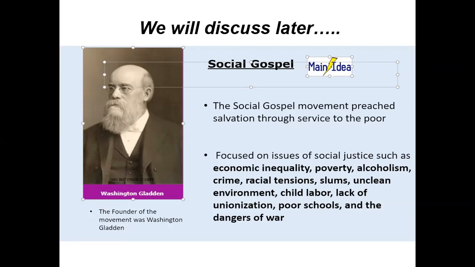The social gospel was different from social Darwinism. Social Darwinism basically said sink or swim, and the social gospel said, no, we have a moral obligation to help the poor. So different ways of thinking there, social Darwinism and social gospel. Both, however, are main ideas, and you need to know them.